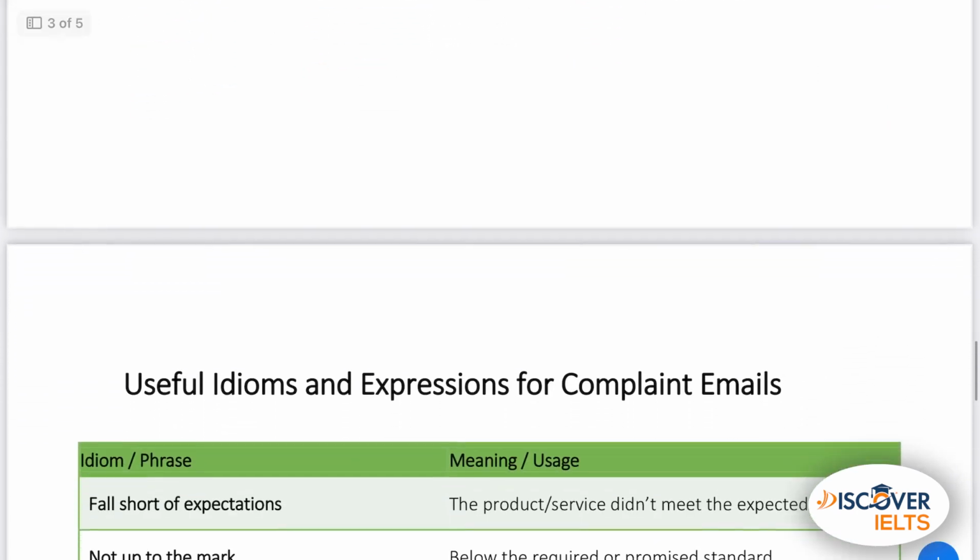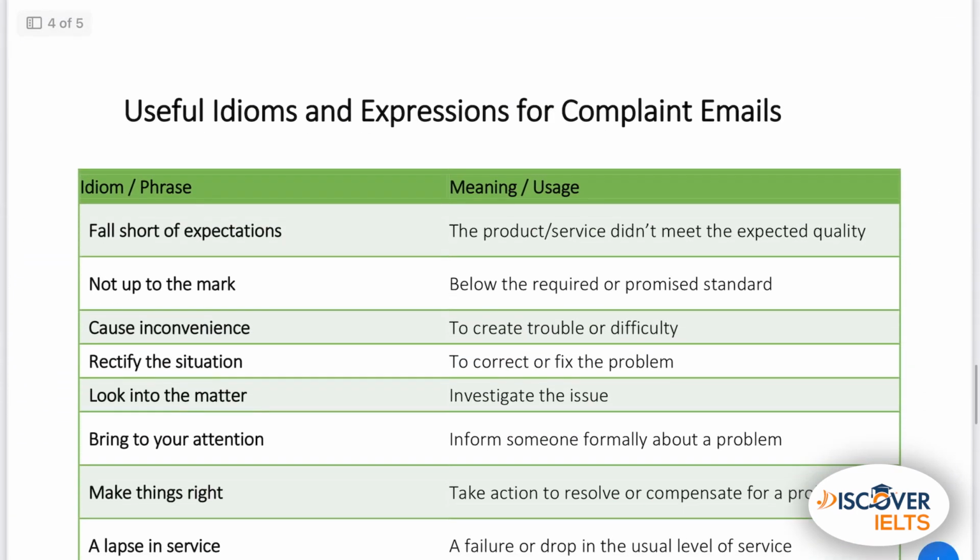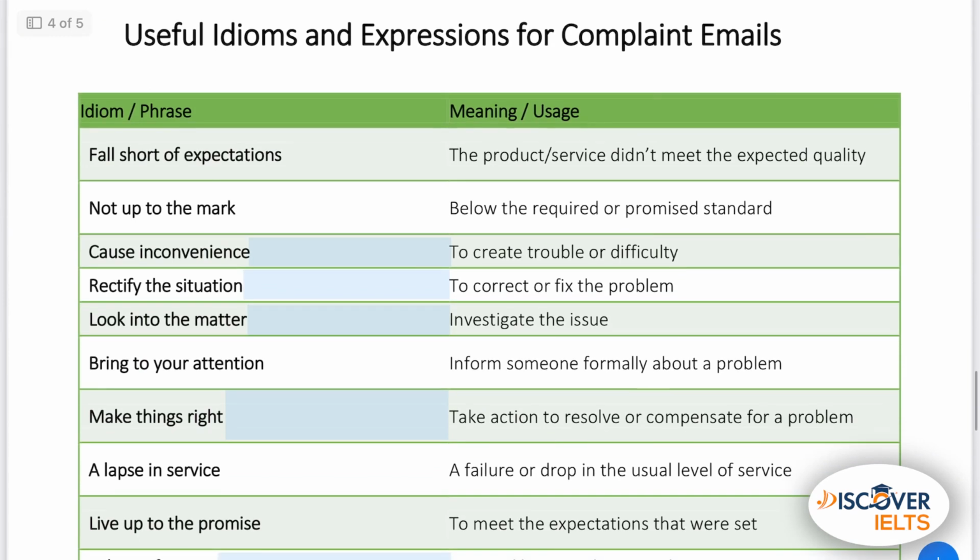Let's talk about some useful idioms and expressions for a complaint email. This is very important. If you try to use any of the idioms from this list, it will give you more score. You can use "fall short of expectations" when your product is not up to the mark. Same thing over here: "cause inconvenience", how it is an inconvenience to you. "Rectify the situation", "look into the matter", "bring to your attention", "make things right", "lapse in service", "live up to the promise", "take swift action". It would be better if you use at least one to two idioms from these lists.